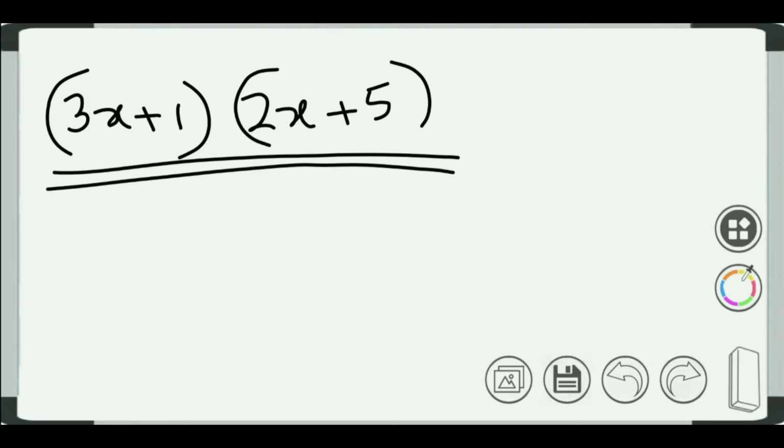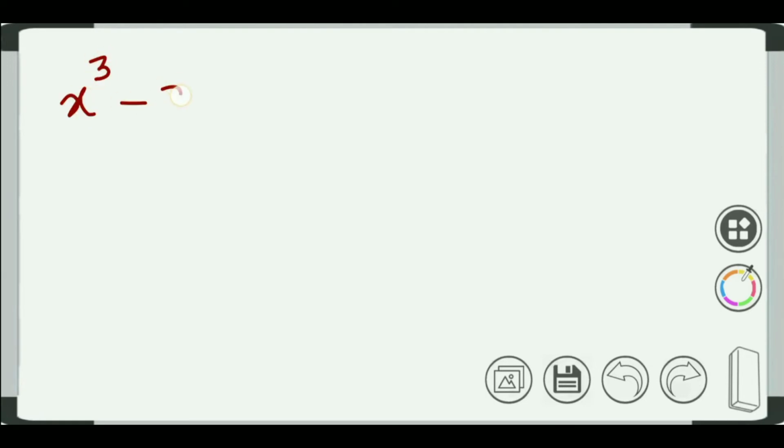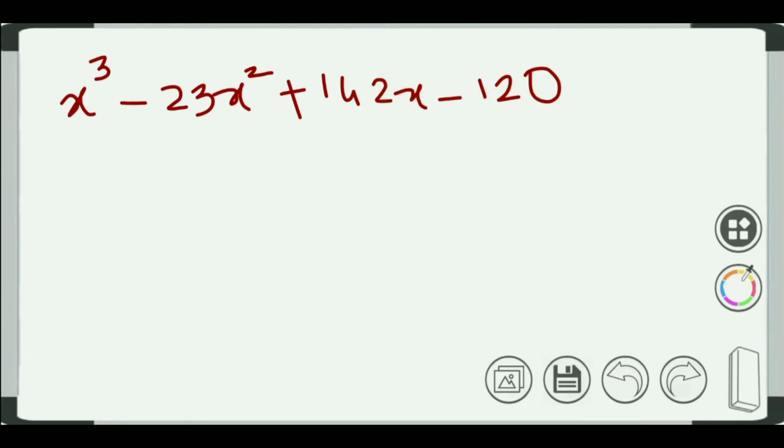Suppose you are getting a cubic polynomial, how will you factorize? For example, if you get x cube minus 23x square plus 142x minus 120 to be factorized, how will you factorize? Here you cannot split the middle term because there is no middle term. Here you got 4 terms and also this is a cubic polynomial. So how will you factorize this one?